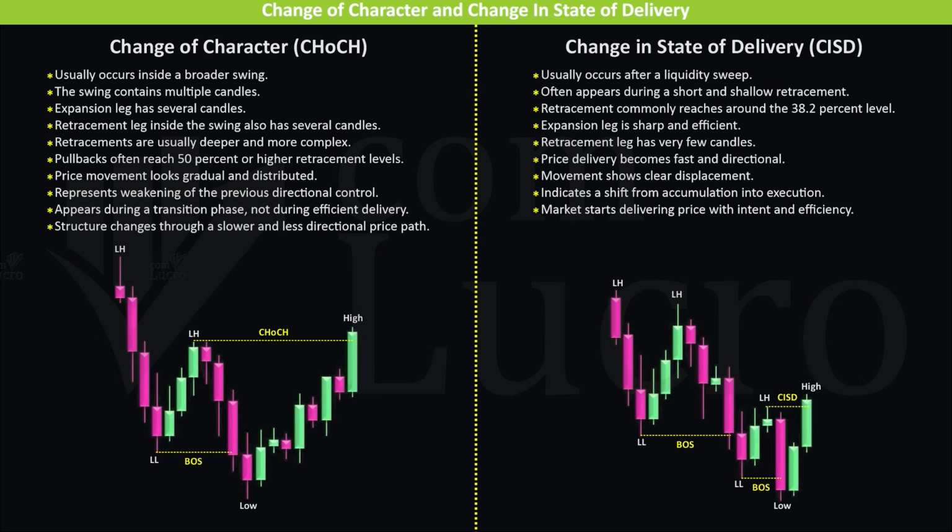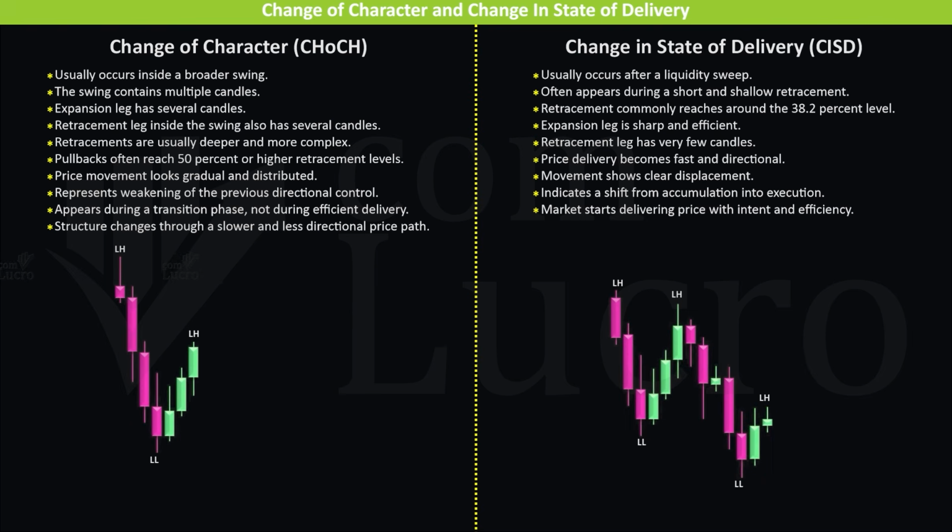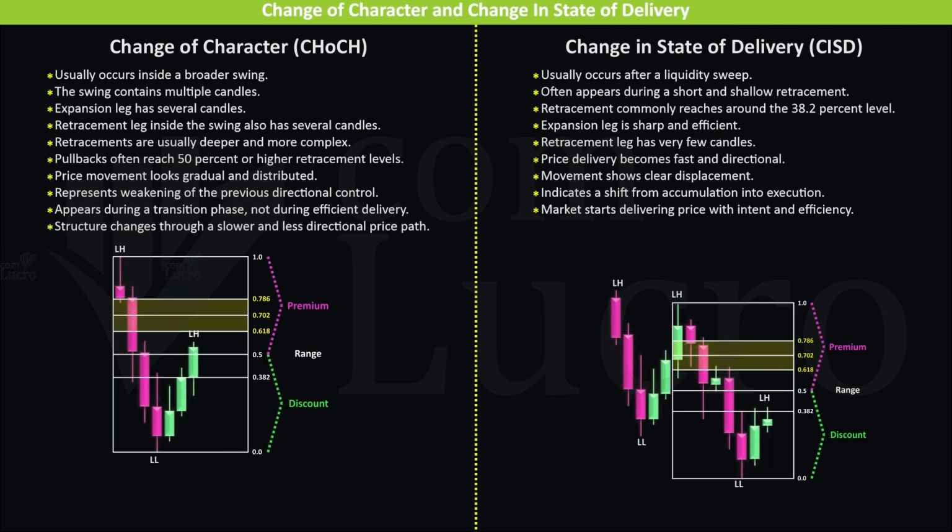A change of character occurs when price begins to lose its previous structural control inside a broader swing. This process usually starts from a deeper pullback of the prior move, where price retraces 50% or even deeper of the swing. From this pullback, price develops a more complex movement, with both the expansion and the retracement containing several candles. This reflects a gradual transition phase, where control is weakening, but price delivery is still inefficient.